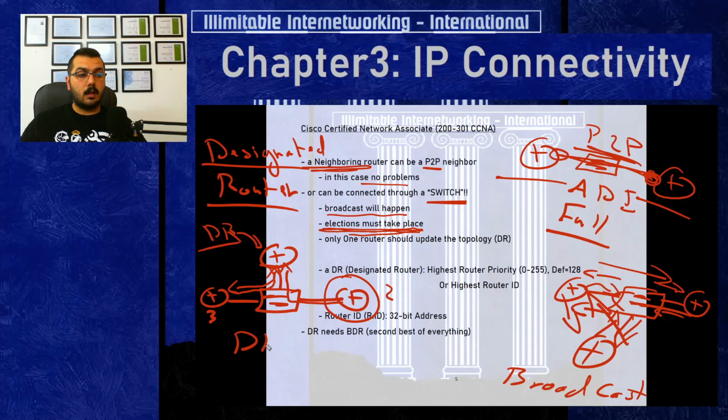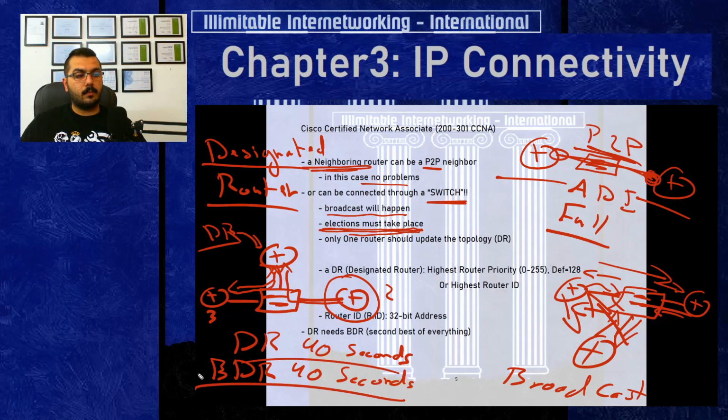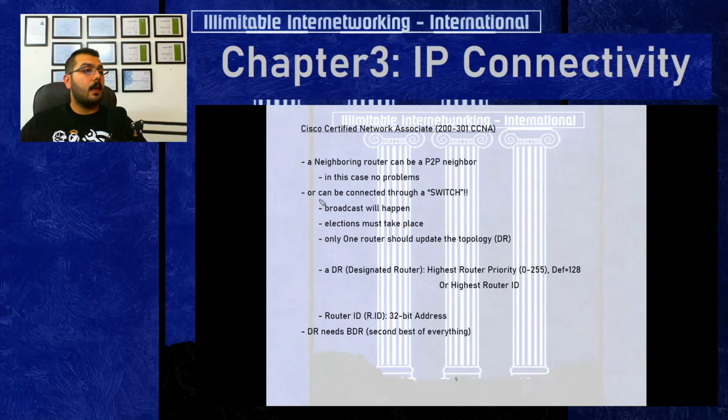The designated router, in case it failed, then the election also will choose a backup designated router. The process of DR will take 40 seconds, I believe. And after the first 40 seconds finishes, another 40 seconds will start to elect the backup designated router. Okay, so let's take all this mess away. All of this election will happen. The election will take the DR.